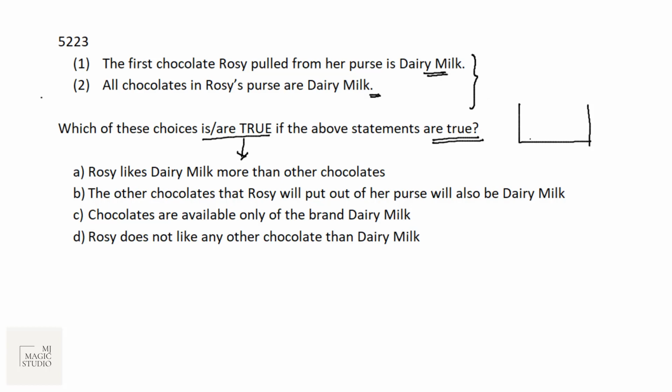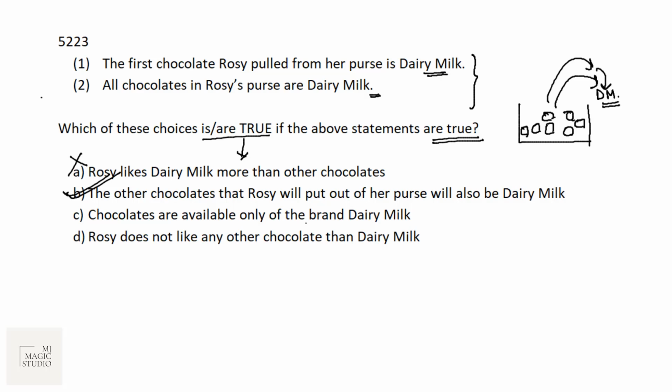If these two are true, that means there is a purse, Rosie's purse, full of Dairy Milk chocolates only. That's why when she picked up one, she got Dairy Milk. Let's see. Rosie likes Dairy Milk more than any other chocolates. Not necessarily. Today by chance there are only Dairy Milk in her purse. The other chocolate that Rosie will pull out of her purse will also be Dairy Milk. Yes, if she pulls out another one, that will also be Dairy Milk. That is my choice till now.